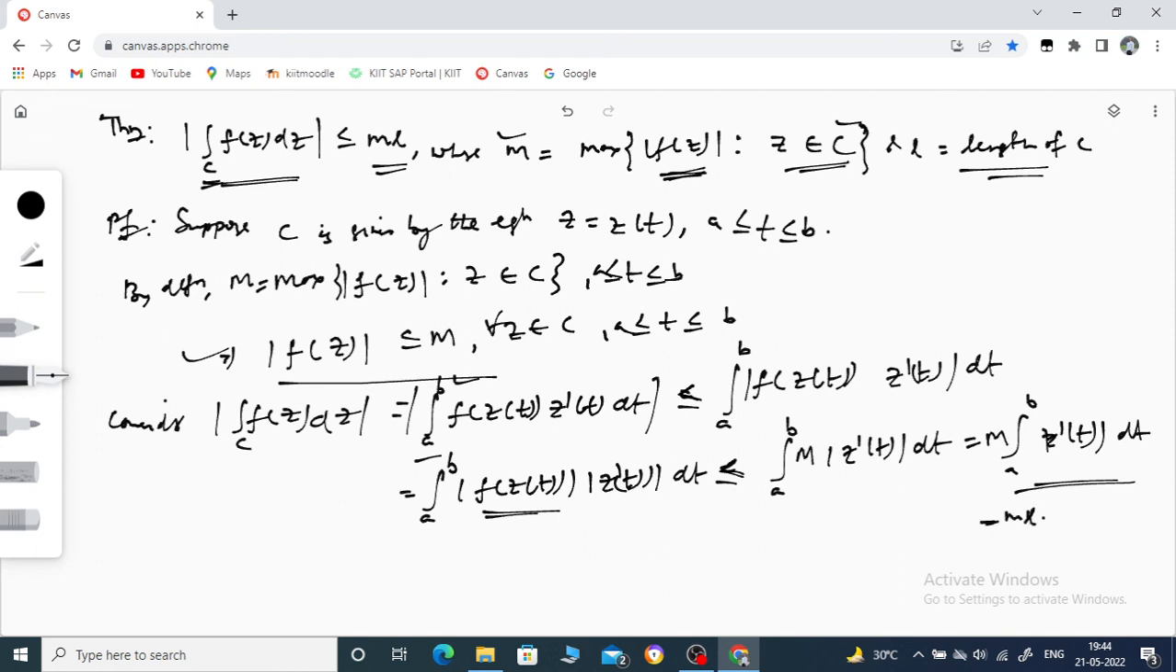So whatever you are getting is that the modulus of the integration over C of f of z dz is less than or equal to M into L. These are some theorems you have to remember.